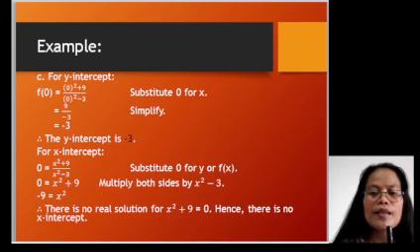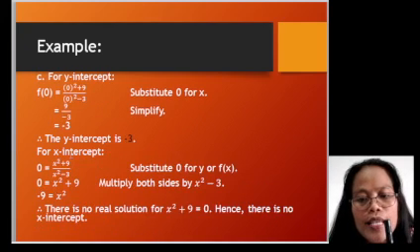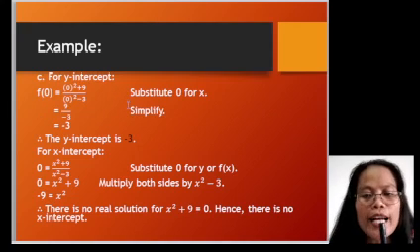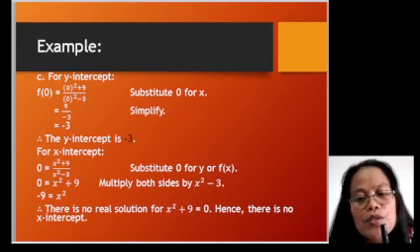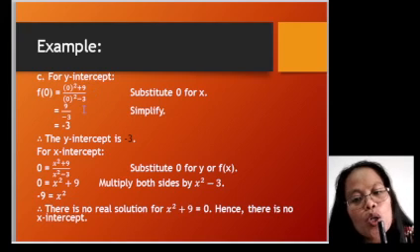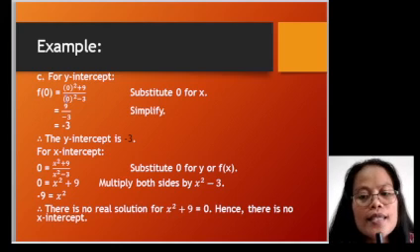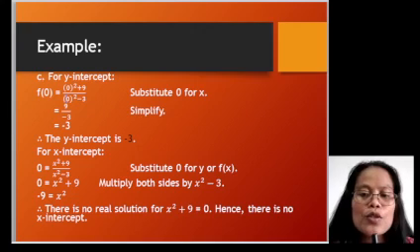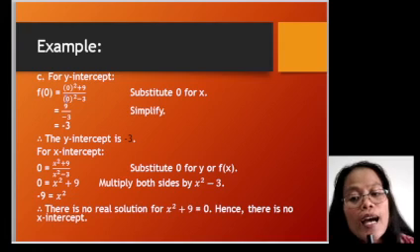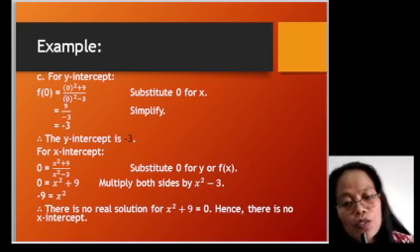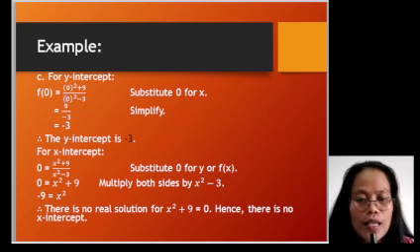Okay, next is this letter C. So we need to solve for the y-intercept also. You substitute 0 for x. So f of 0 equals 0 squared plus 9 all over 0 squared minus 3. And we need to simplify. 0 squared is 0, plus 9 is 9, and 0 squared is 0 also, minus 3 is negative 3. And 9 divided by negative 3 is negative 3. Therefore, the y-intercept is negative 3.